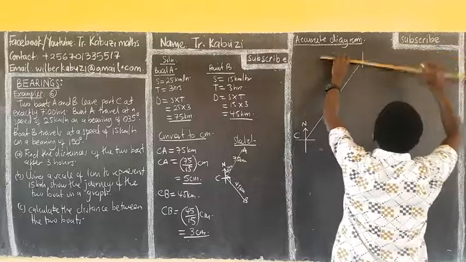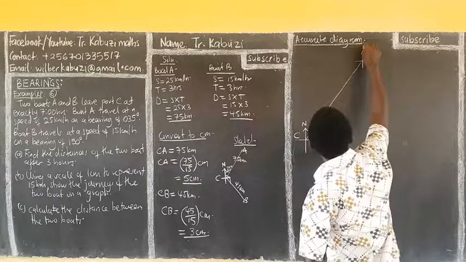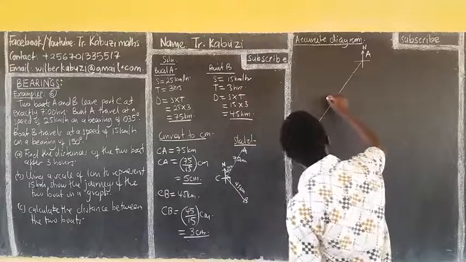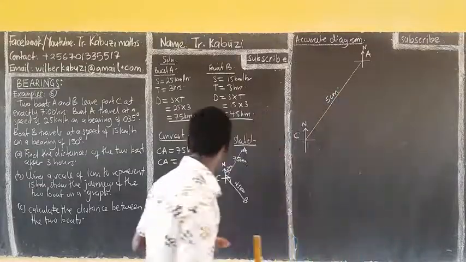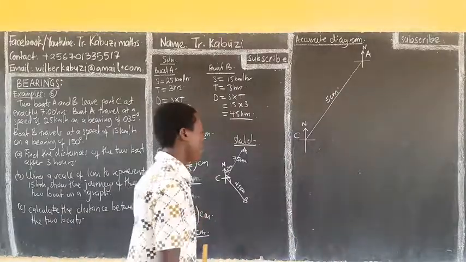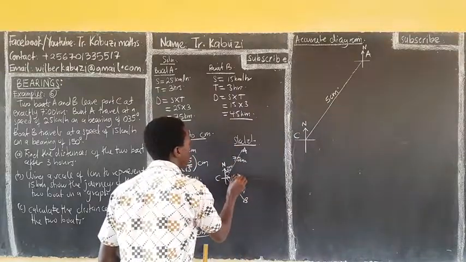In that order. So this is where my boat A is going to be after the 3 hours. That distance is 5 centimeters. Then I come to boat B, it's going to be 45 and the bearing of 150. So from here it was 150 degrees.